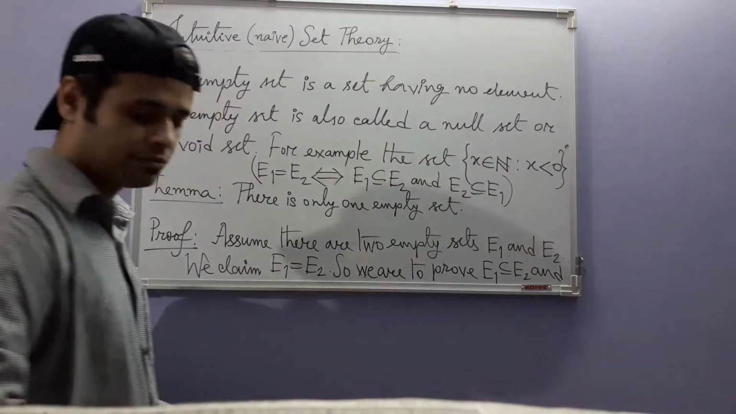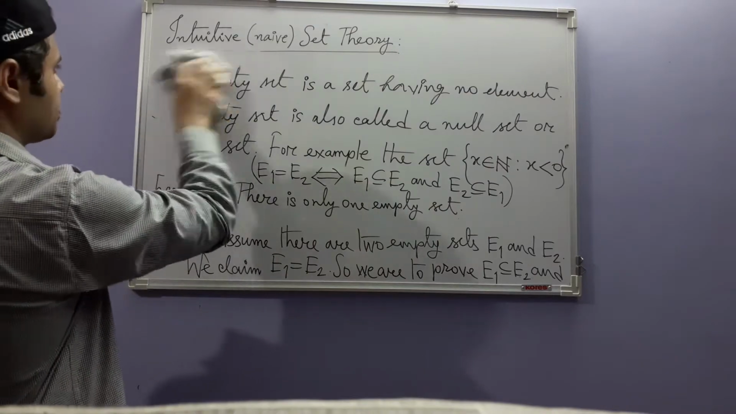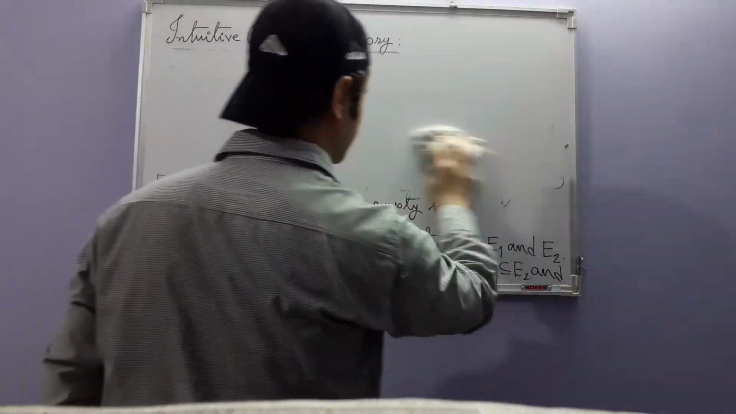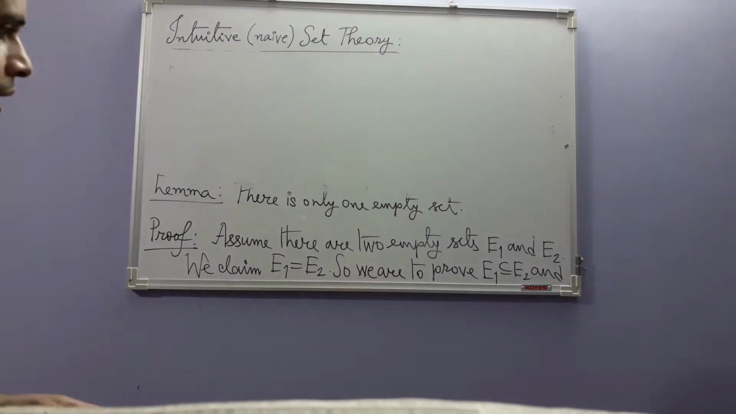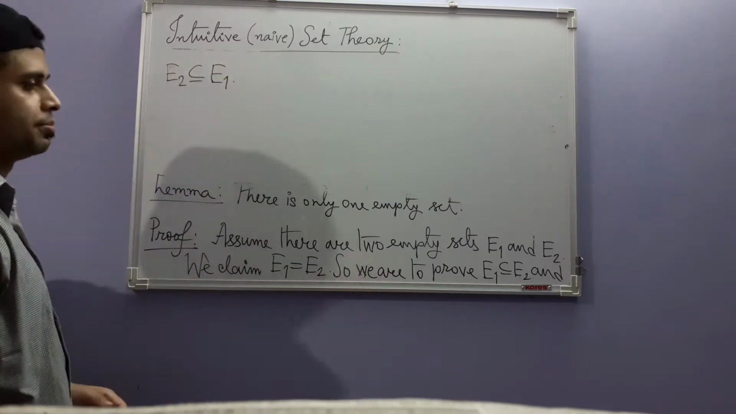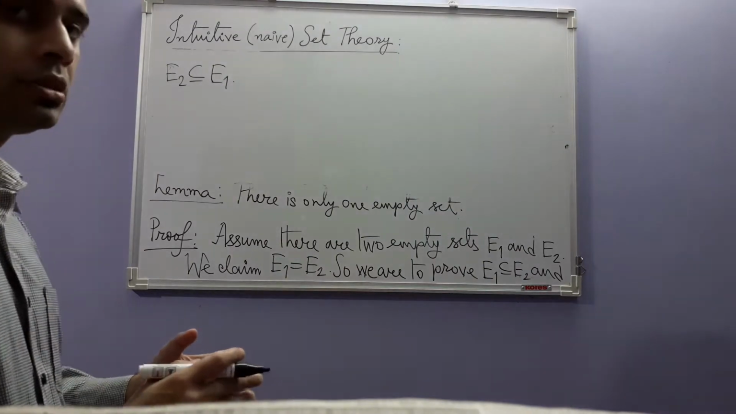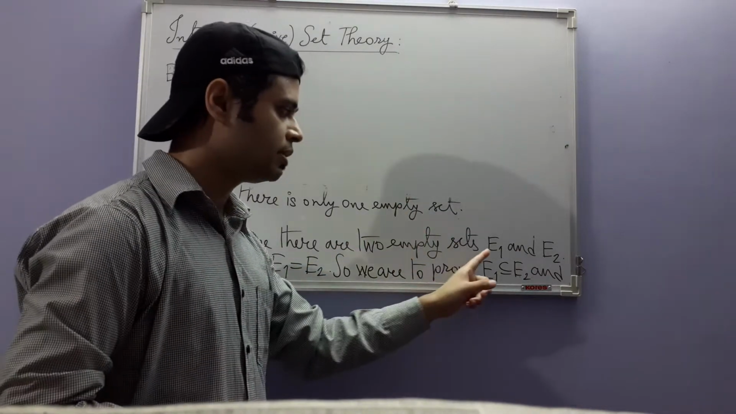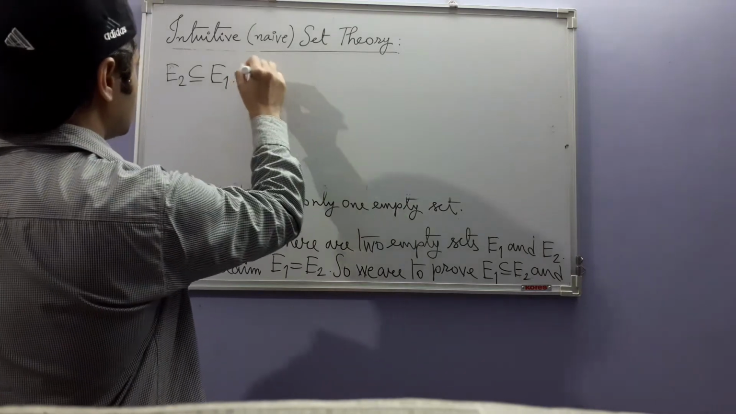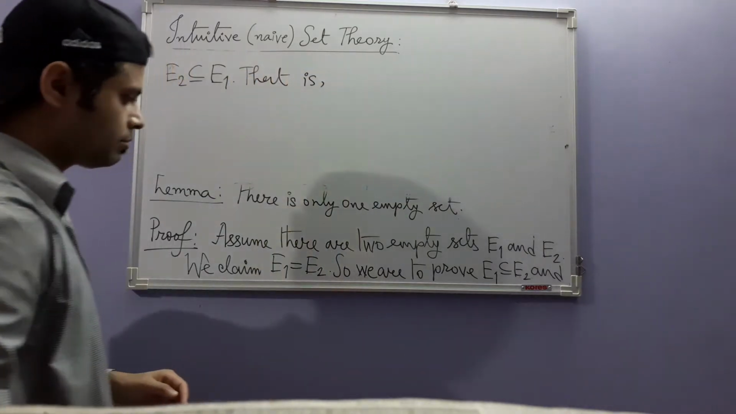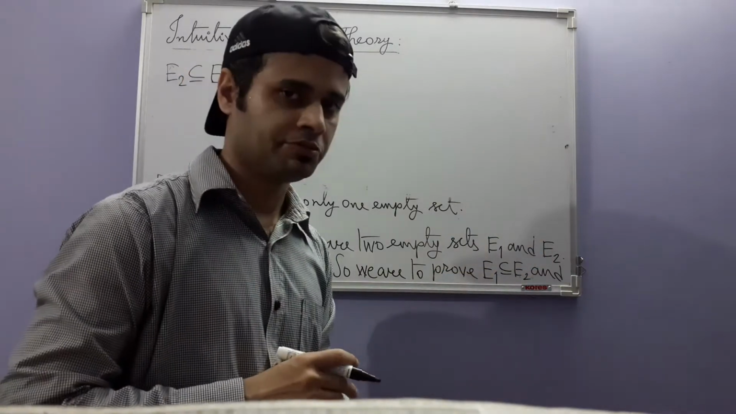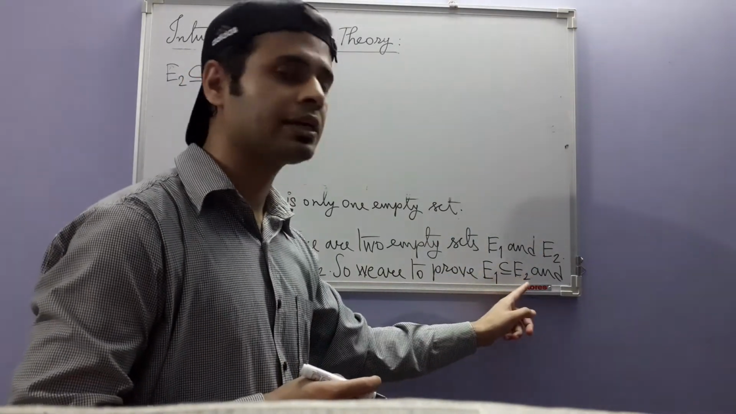and I have run out of space, so I have to wrap this up and I am continuing the proof from here. And E2 is also a subset of E1, right? Keep in mind that we don't really know what E1 and E2 are. The only thing we know is that both are empty. They don't have any elements. Now how can these statements be written? What is the meaning of E1 being a subset of E2? It means that every element in E1 has to be in E2.